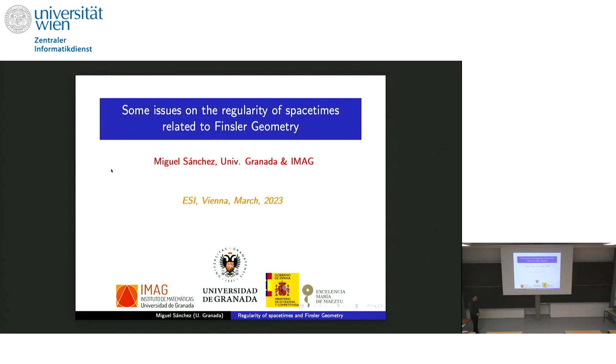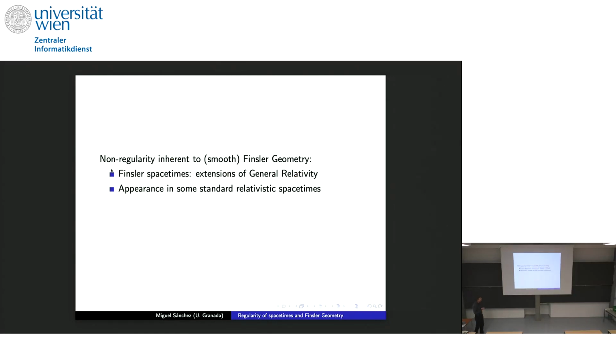I am going to speak about non-regularity, which is inherent to Finslerian geometry, that is, which appears even if we try to make things as smooth as possible. This is relevant for Finsler spacetimes and other extensions of general relativity, but also in standard relativistic spacetimes, as some Finslerian elements are implicit at some points.